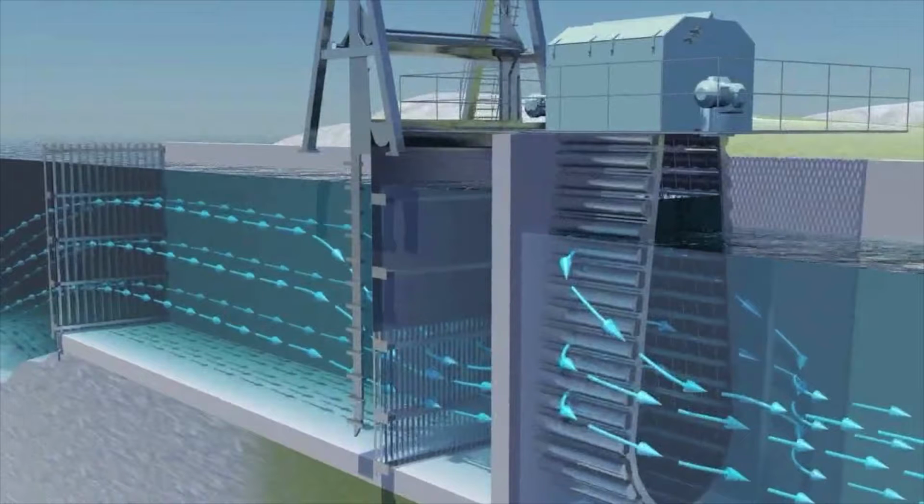The first one is coarse screening, which is used to remove large materials from the process. And the second one is fine screening, which is used to remove material that can affect the operation of this process, as well as the maintenance.